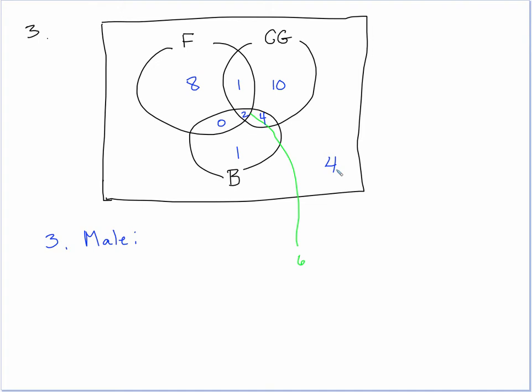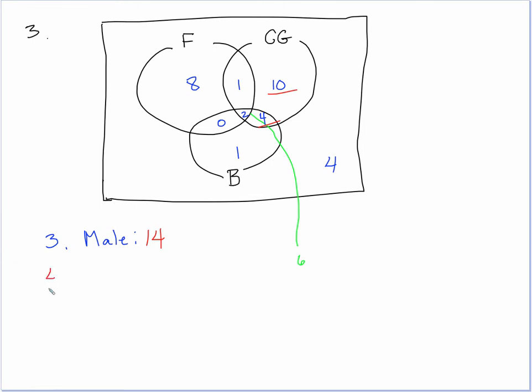But the question is, how many college graduates are male? So I'm looking in this section inside this circle, but outside the female circle. So it should be this region here and this region here. That denotes people who are college graduates but not female. So it should be 14. Okay.